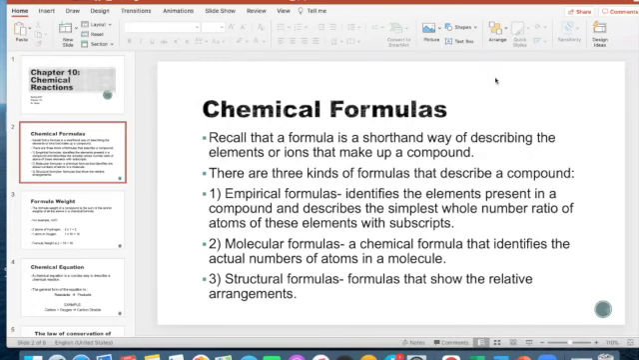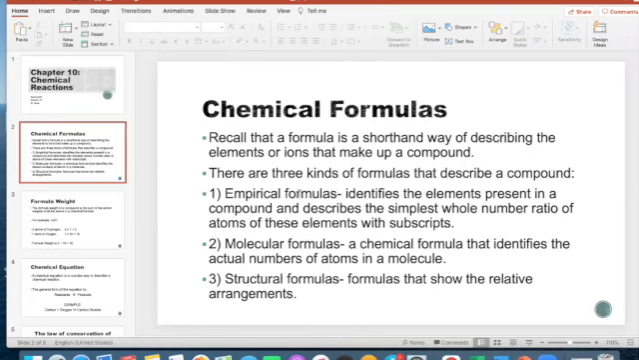So again, your formula is a shorthand way of describing those elements, or ions, that make up a compound. So there are three kinds of formulas: empirical, molecular, and structural. So those are the three.